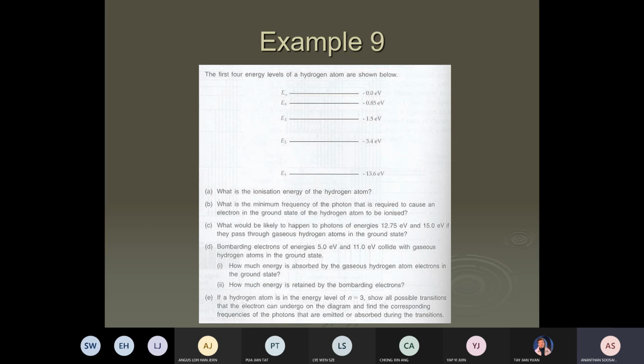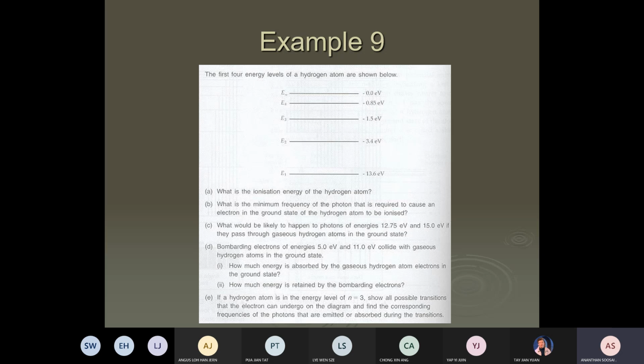Okay, done. B. What is the minimum frequency of the photon that is required to cause an electron in the ground state of hydrogen atom to be ionized? So how do you calculate that? What is the frequency required? The electron receives a photon. How much frequency of that photon is needed for the electron to be released? So that photon should have how much energy? 13.6 eV. So 13.6 eV equals to what? What is the energy formula for a photon? hc over lambda or hf. What do you use here? Because they want frequency, use hf.